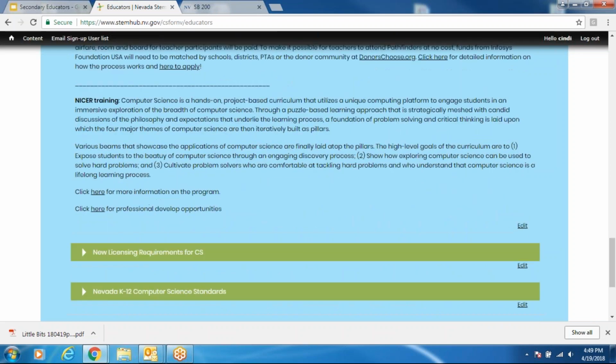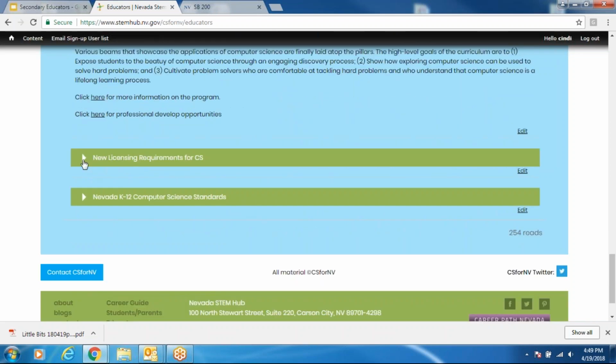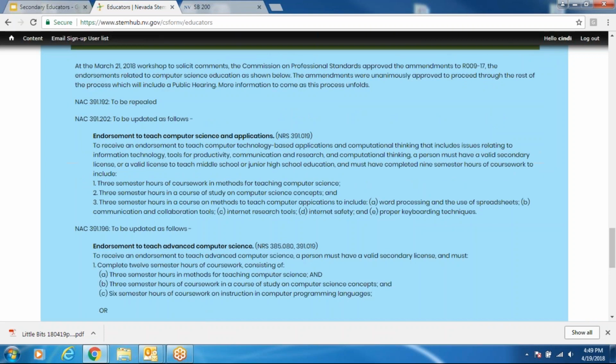All right, so let's jump down to the next one, the new licensing requirements. Okay. So I will first say that if you are already teaching your computer literacy course, if you're already teaching your computer science principles course, for example, if you're already teaching your CTE pathway, then you are fine. Continue doing so. You don't need any additional endorsements to your license to do that.